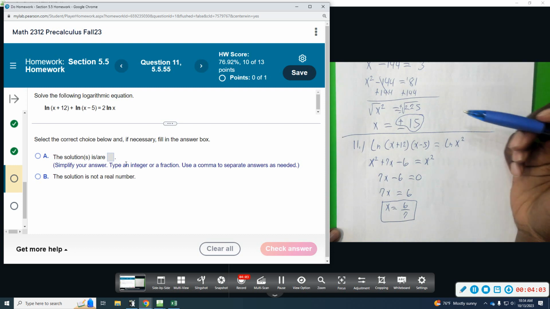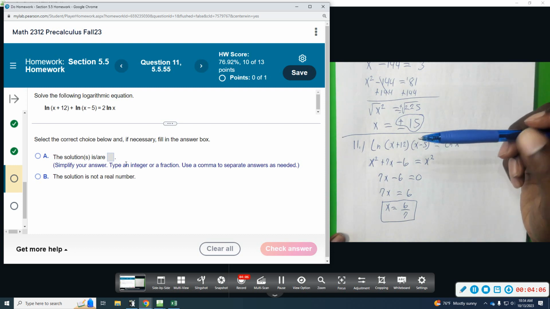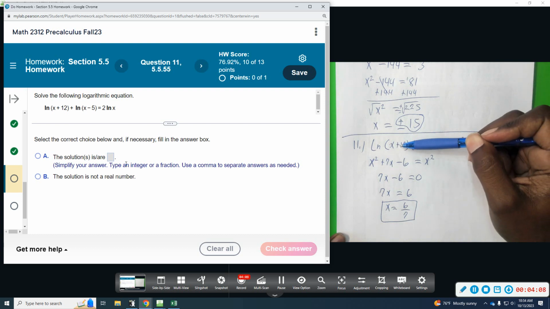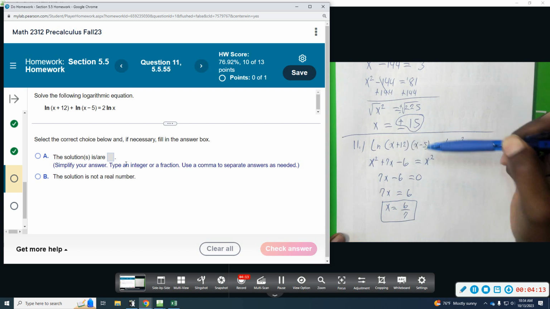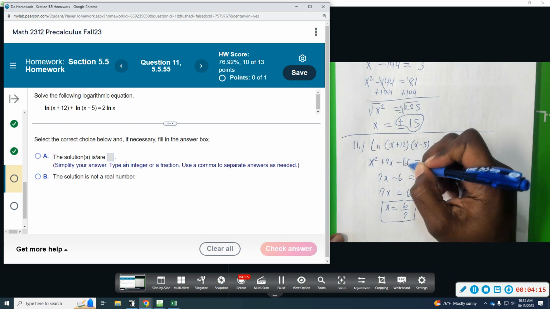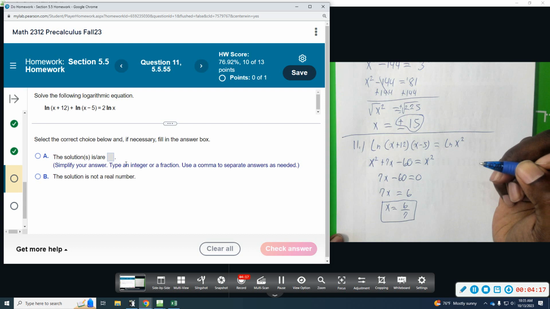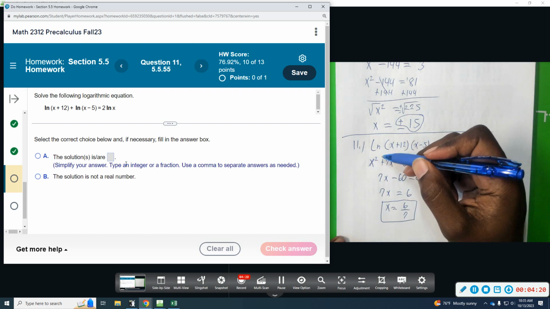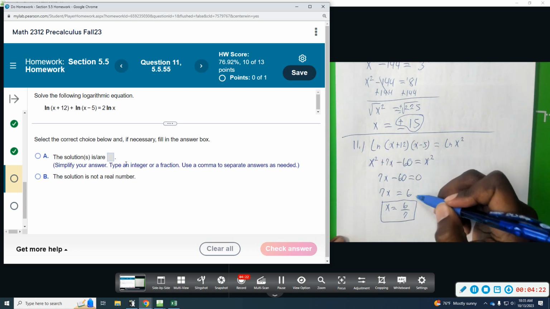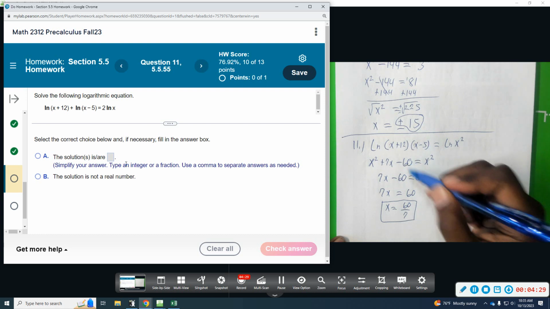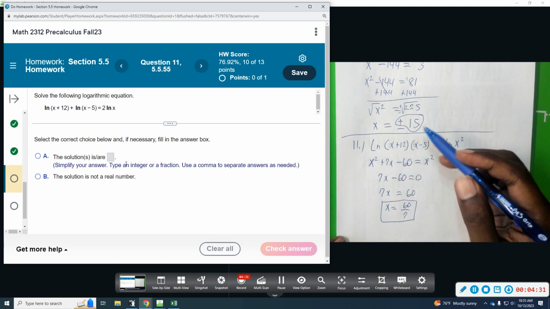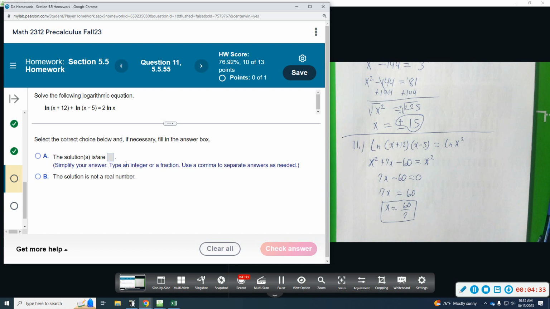Let me double check to make sure this looks good. X squared, 12x minus 5x is 7x. I put 6. This should be 60. Yeah, this is not going to be good. Maybe if I just change it to 60. 12 times 5, 60. I think everything else looks good. Okay. So 60 divided by 7, and that looks okay.